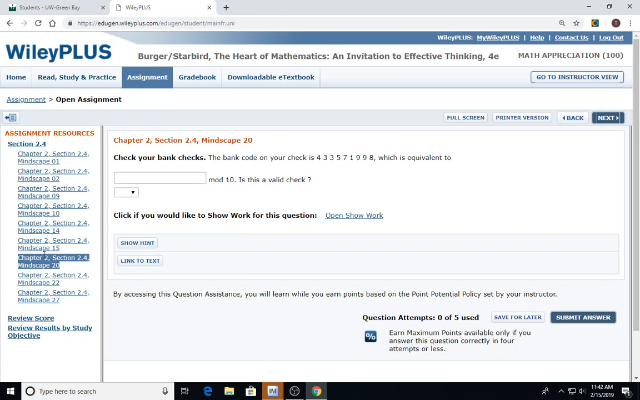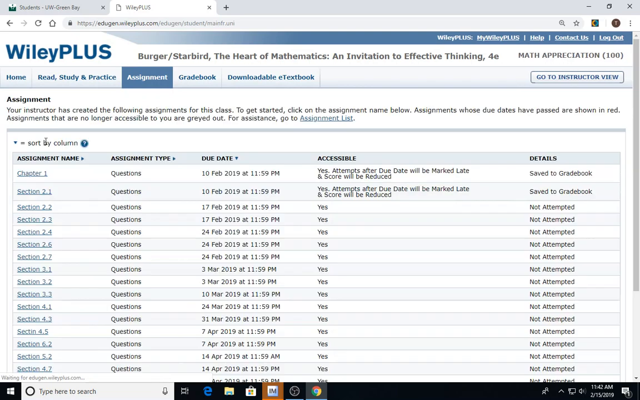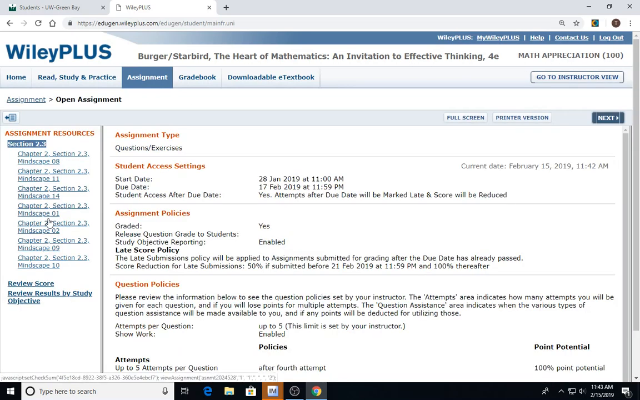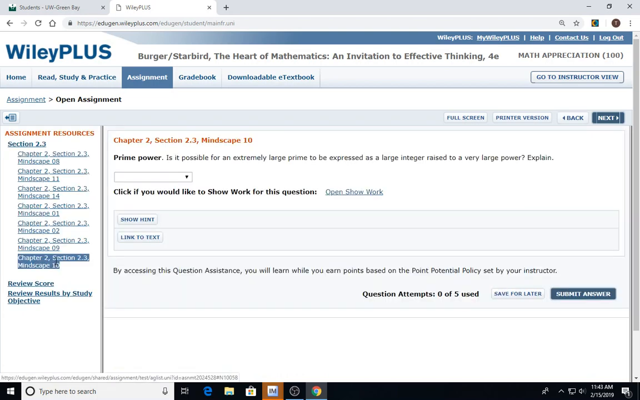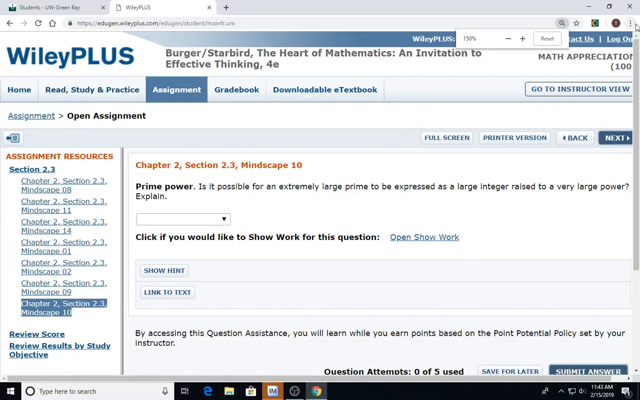Yes. The last one, 2.3. I may have done it, but I wanted to understand why the answer is right. Sure. Is it possible for an extremely large prime to be expressed as a large integer raised to a very large power? So the answer is no. Does anybody know why no?